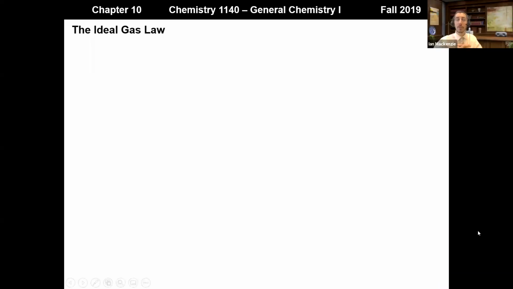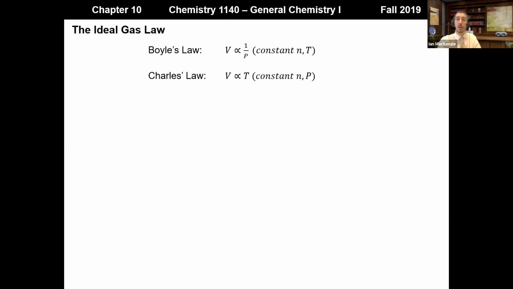Okay, so we've talked about some of the laws relating the different variables of gases to each other. We had Boyle's law, which relates volume and pressure to each other, saying volume is inversely proportional to pressure. We've got Charles' law, which states that volume and temperature are directly proportional, and you've got Avogadro's law that states that volume and the number of moles are directly proportional.